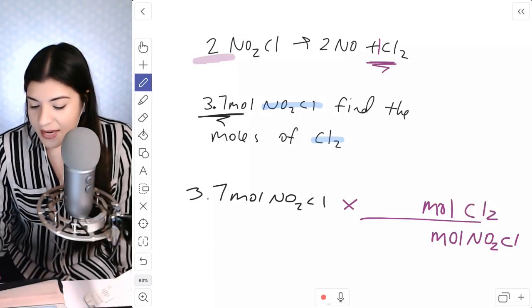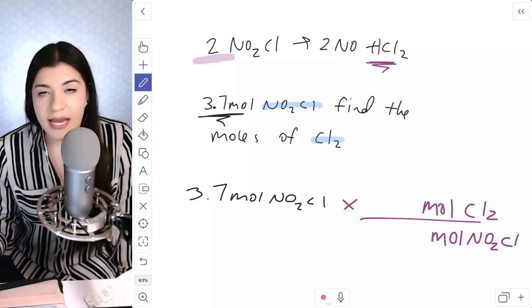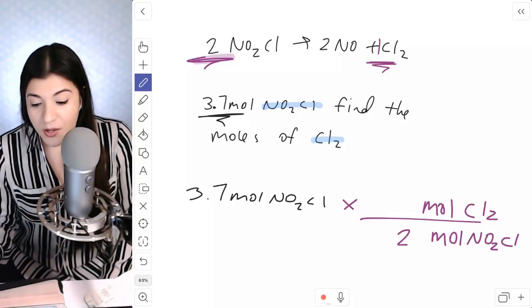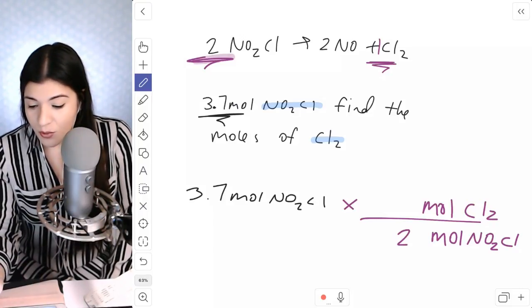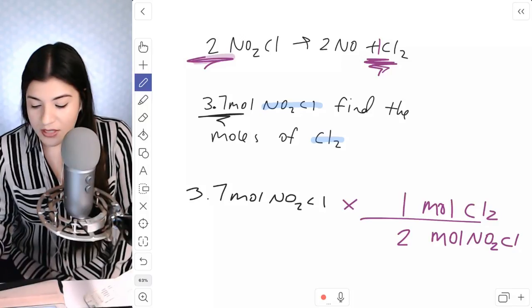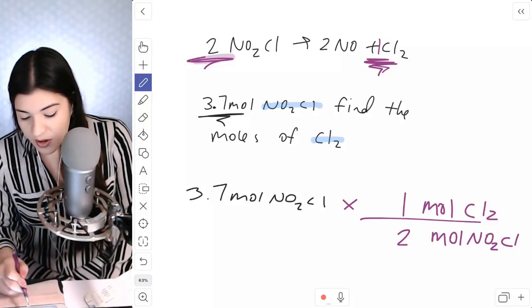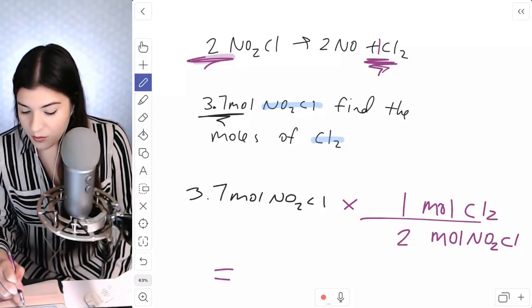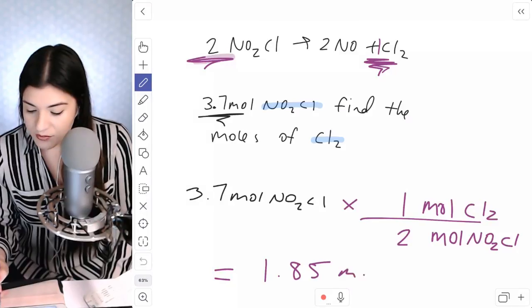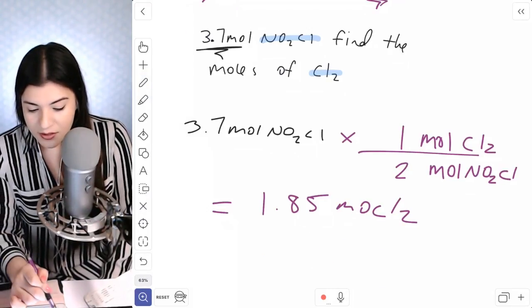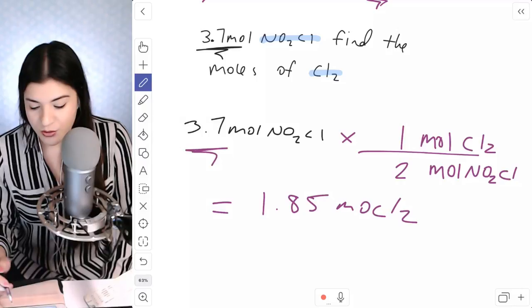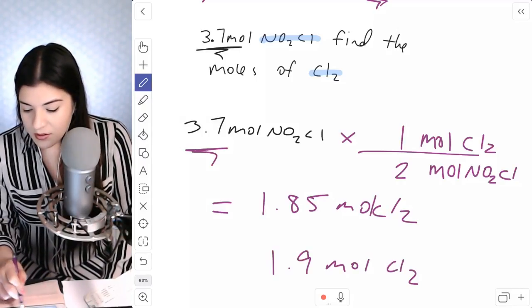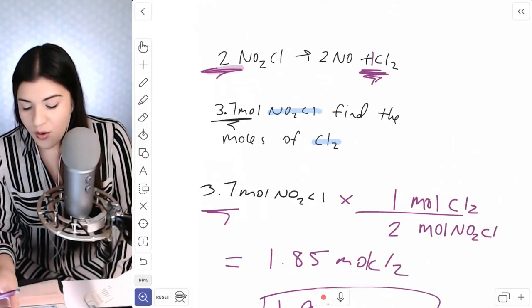So Cl2. And where I'm going to get these numbers, once again, is from our balanced equation. So there's 2 moles of NO2Cl per every 1 mole of Cl2, and then I would just divide, and that would give us our answer. So 3.7 divided by 2 would be 1.85 moles of Cl2, which I would round since our value was just 2 sig figs, so 1.9 moles of Cl2. So that's how you would use a mole-to-mole ratio.